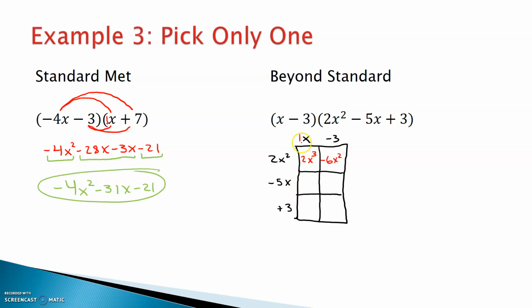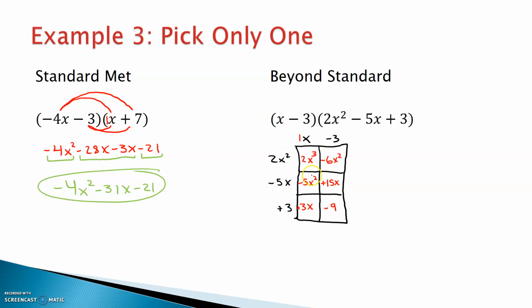Okay. Next one is 1 times negative 5, that's negative 5. x times x is x to the second power. Negative 3 times negative 5, negative times the negative is a positive 15x. Okay, the next one, 1x times 3, that's 3x, a positive, by the way. Okay, and I got the last one, negative 3 times a positive 3, that gives us negative 9.